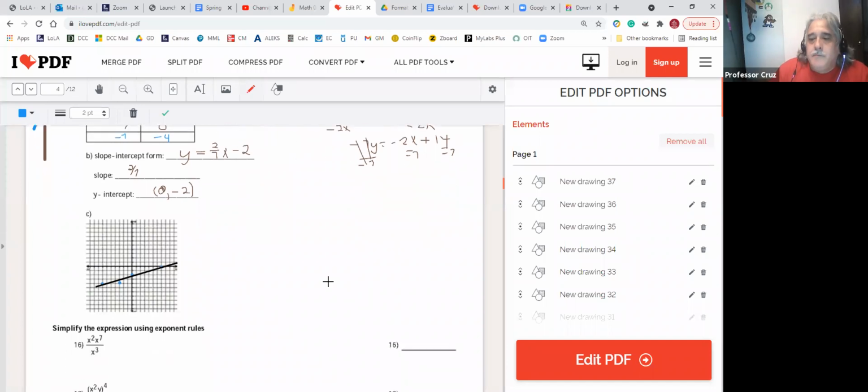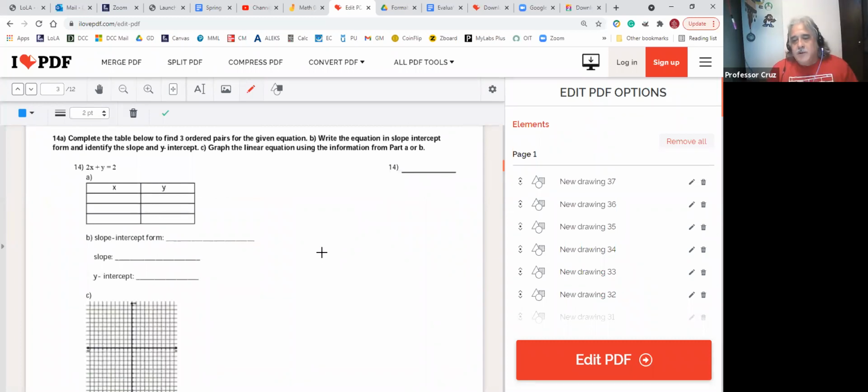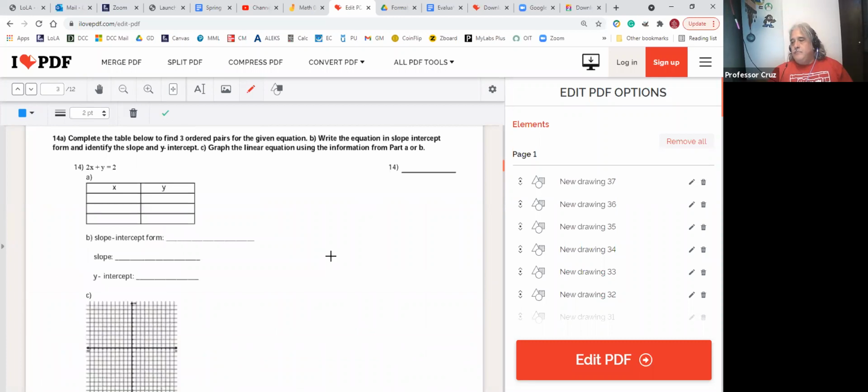All right. Did we skip that one? I don't remember skipping that one. All right, so let's go ahead and solve this. So we're going to solve it for y, so we're going to subtract the 2x.